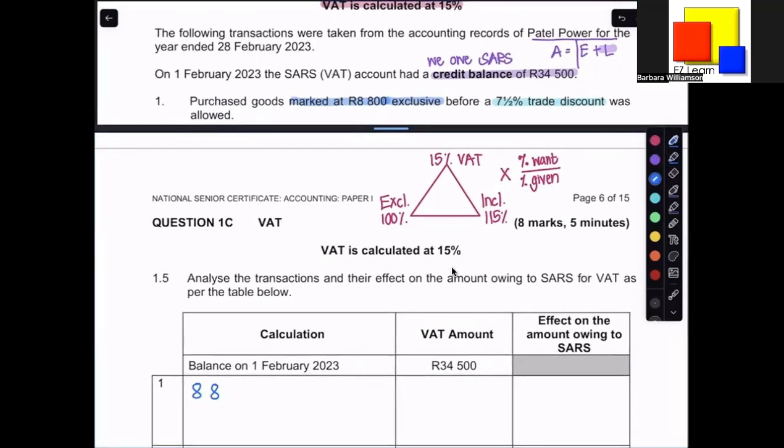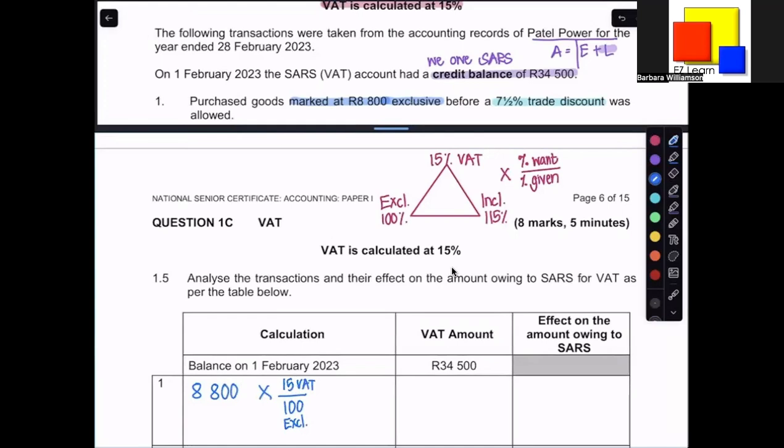If we know that that is exclusive, it means that when I'm working out my VAT amount, I need to make sure that the exclusive or the 100% is at the bottom. And then obviously I'm going to be looking for VAT at the top because that's what I want.